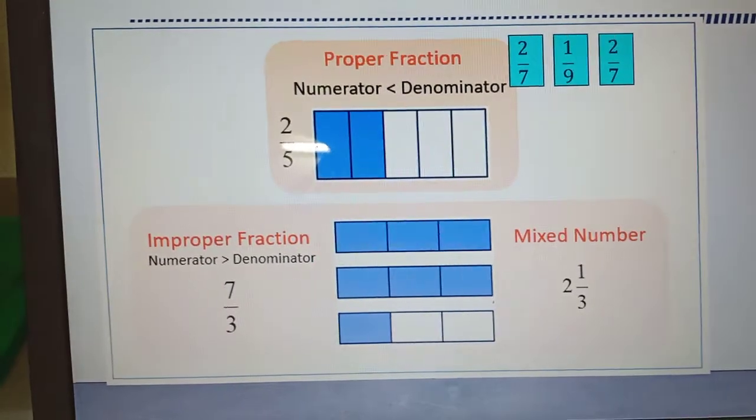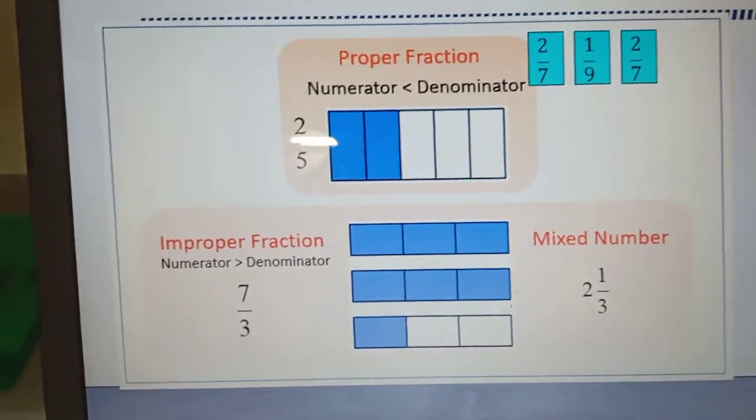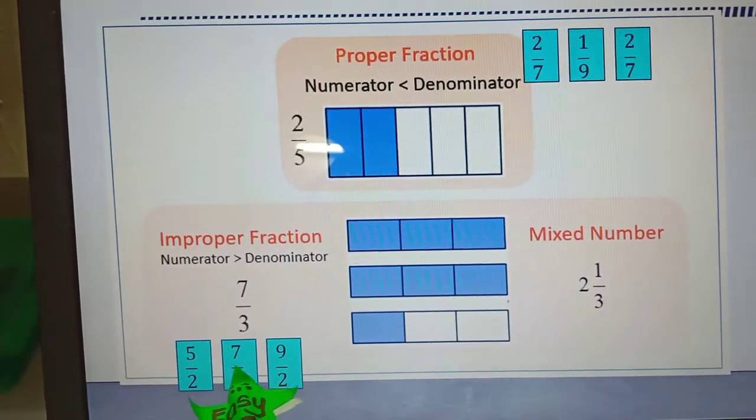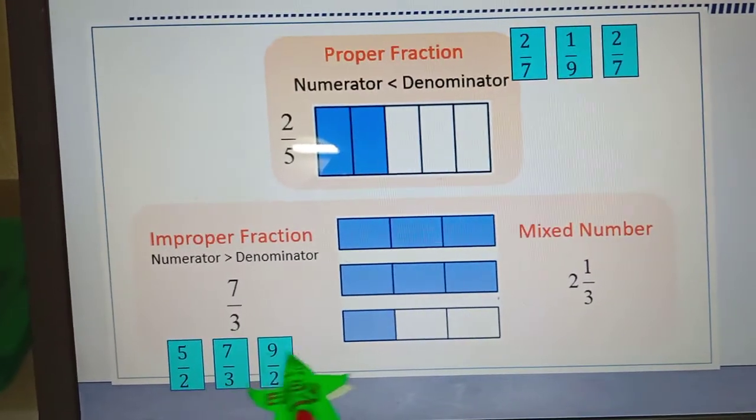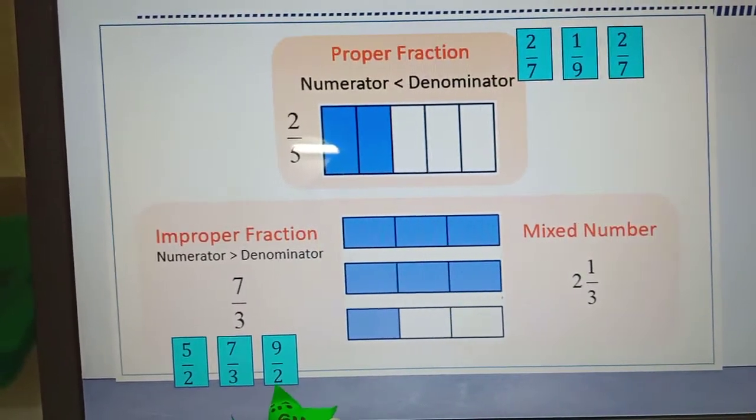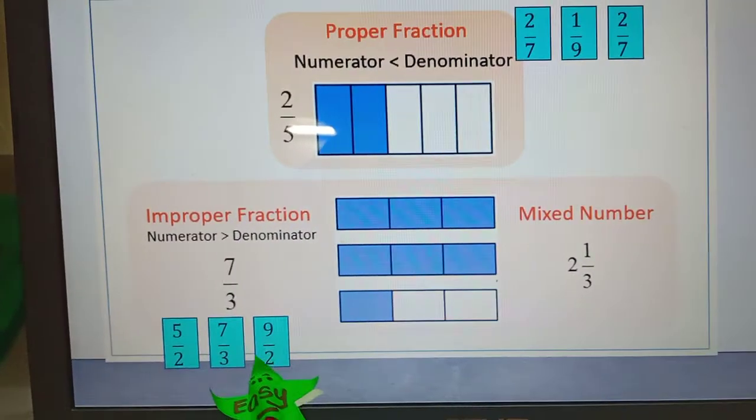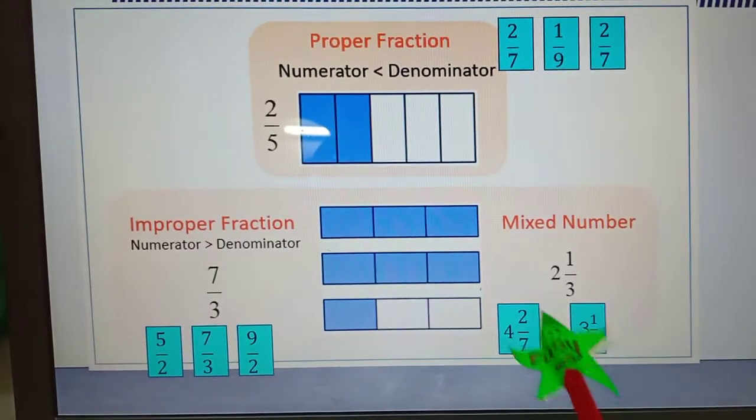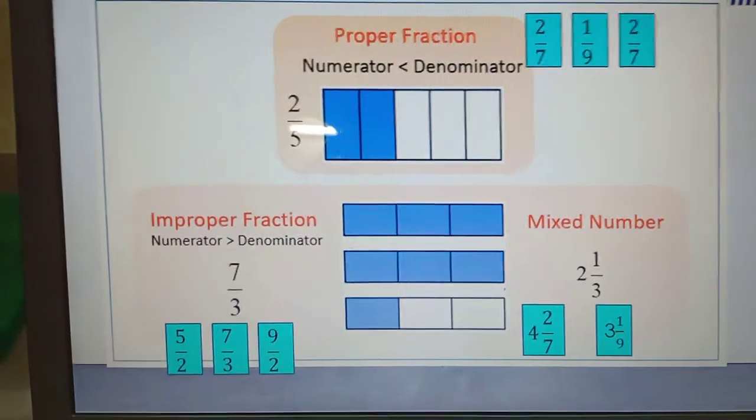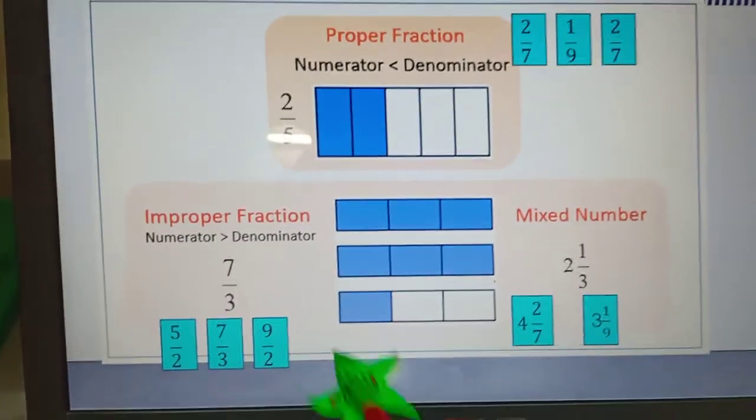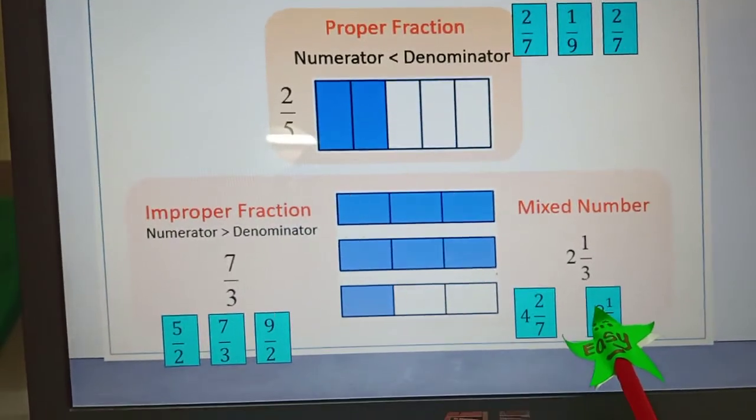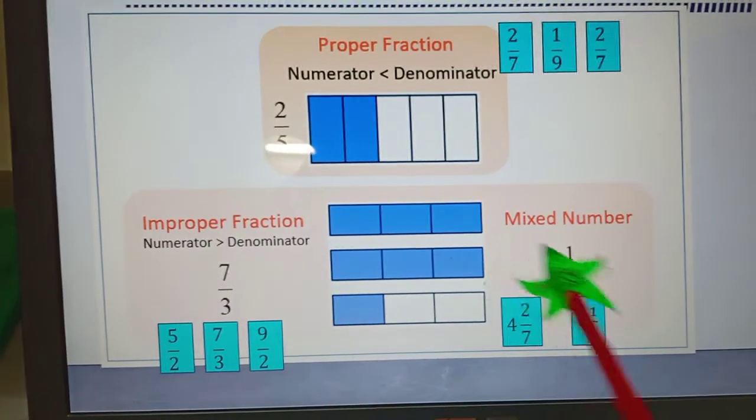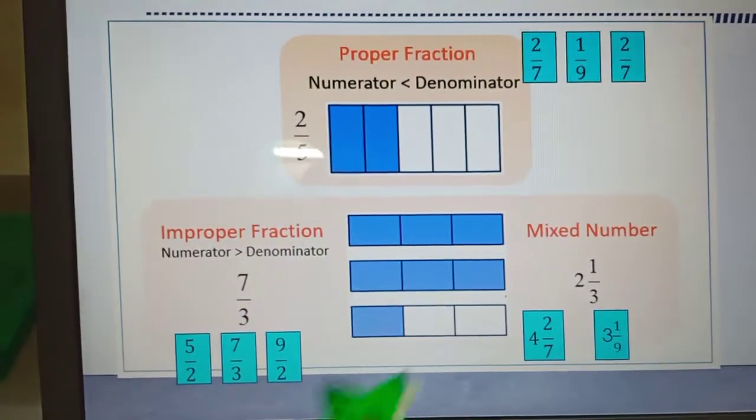Okay, same fraction. Can we see the improper fraction? In an improper fraction, the numerator is larger, bigger than the denominator. The bottom one is smaller. Okay, mixed number. Can you see the mixed number? We have 2 parts. One is a whole number, one is a fraction. We won't see these 2 types of fraction in year 2 and year 3. We will only see proper fraction, but it is good for you to know about it. Then only you can compare with proper fraction.